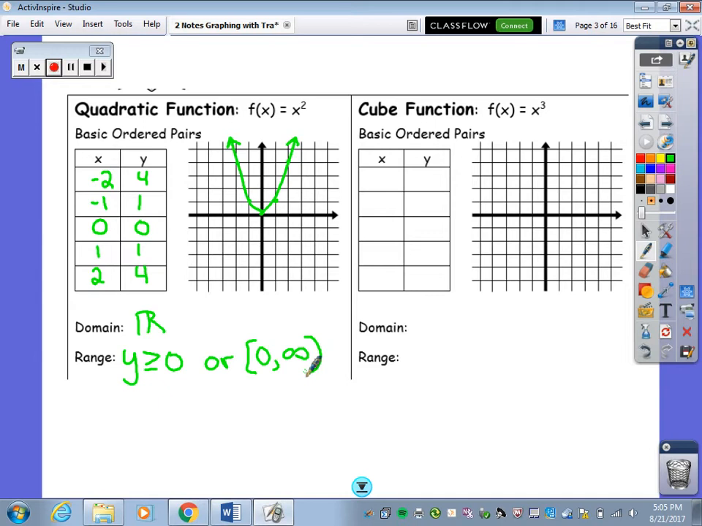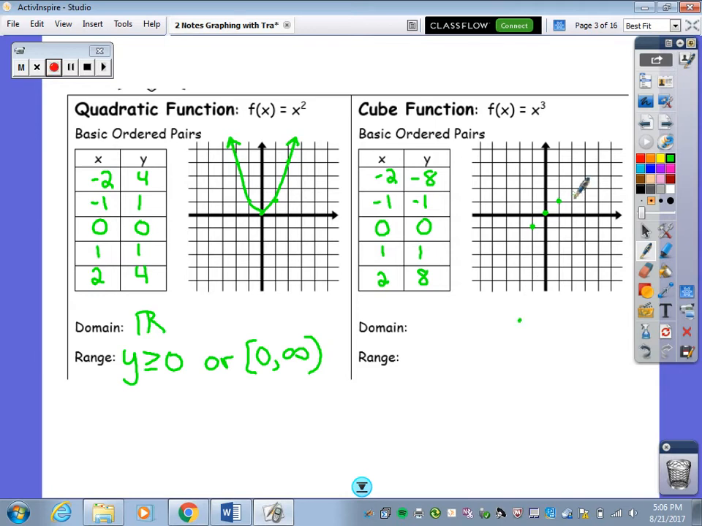Now let's look at the next parent function. So f of x is equal to x cubed. Some numbers that can help figure out what this function looks like are 0, -1, -2, 1, and 2. We put -2 in for x cubed, we get -8. Put -1 in for x cubed, we get -1. Put 0 in, we get 0. Put 1 in, we get 1. We put 2 in, we get 8. So when we plot these points, we have (0, 0), (1, 1), (-1, -1), (-2, -8), and (2, 8).